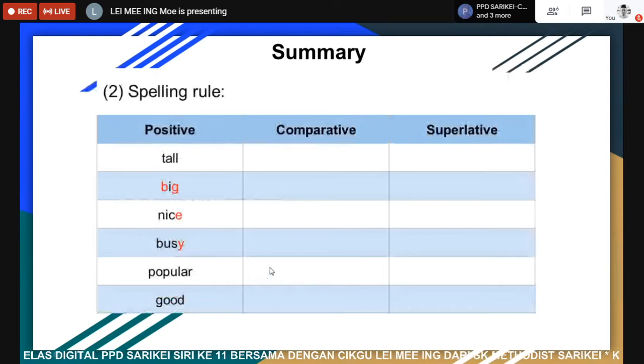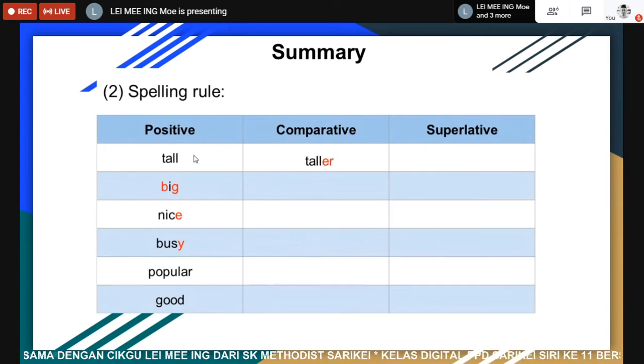Now the summary for our spelling rule. Normally most of our adjectives we will plus er for our comparative form. For example, tall, taller, you just plus er. Superlative, we plus est. Tall, taller, tallest. This is the most common comparative and superlative form.